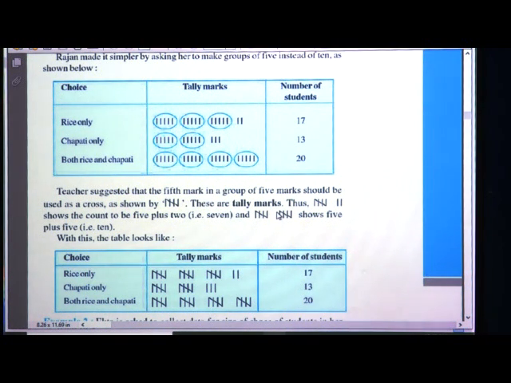Thus, 1, 2, 3, 4 and 5, and these 2 count 7, showing the count to be 5 plus 2, that is 7. And here 5 plus 5 shows the count 10.